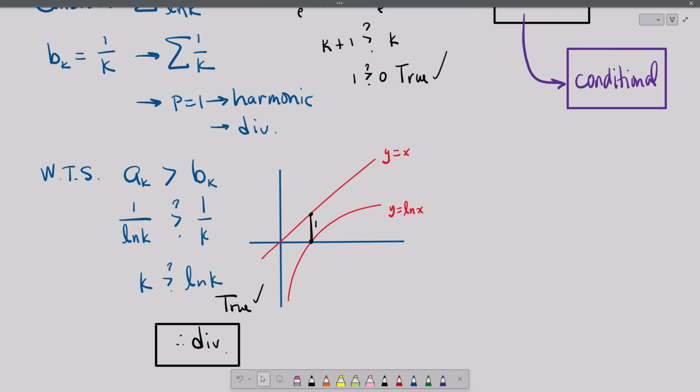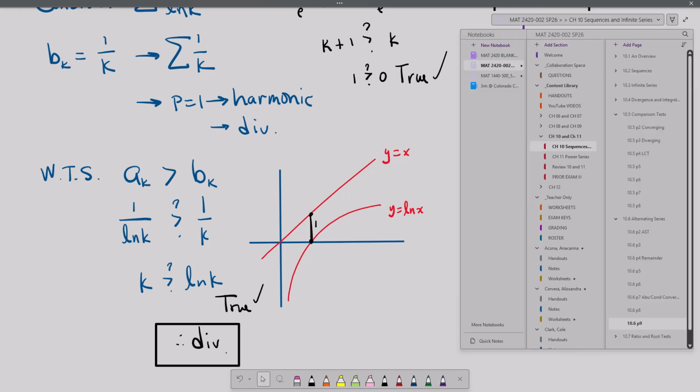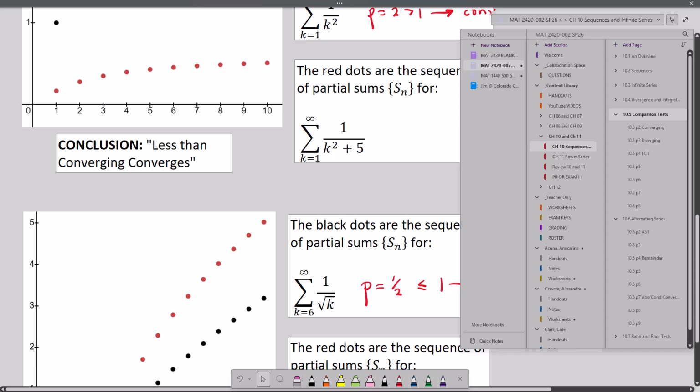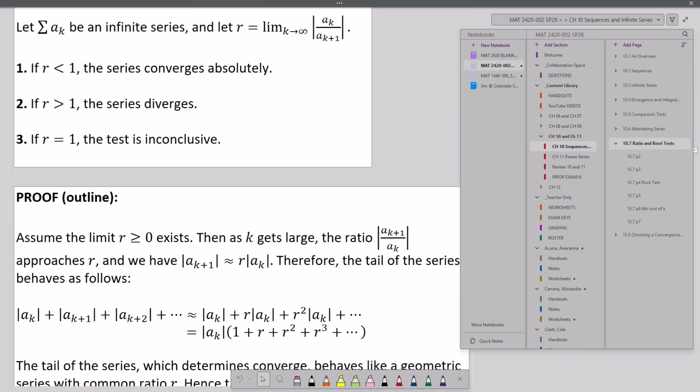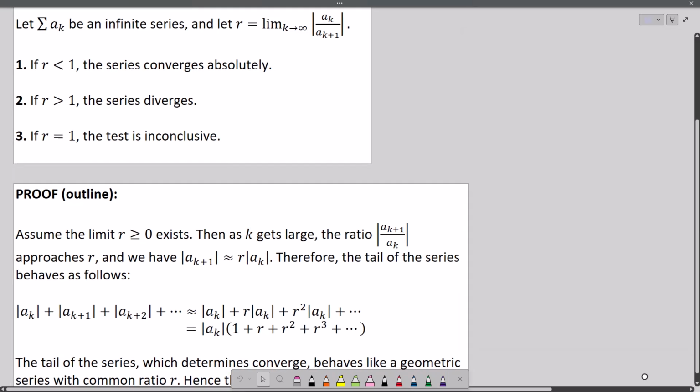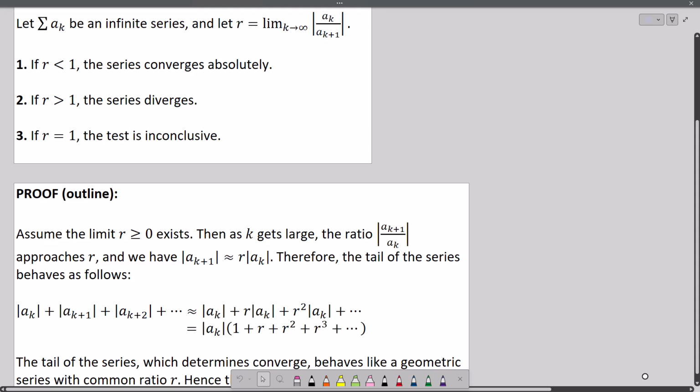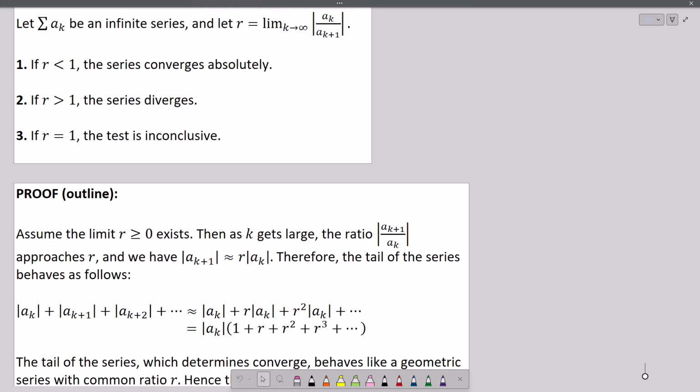The next section, most find it one of the easier sections in all of Chapter 10. We are going to cover 2 tests in the next section. The section's not that long, but the 2 tests are important because in the following chapter, when we get to power series, the root and the ratio tests are going to be how we analyze power series.